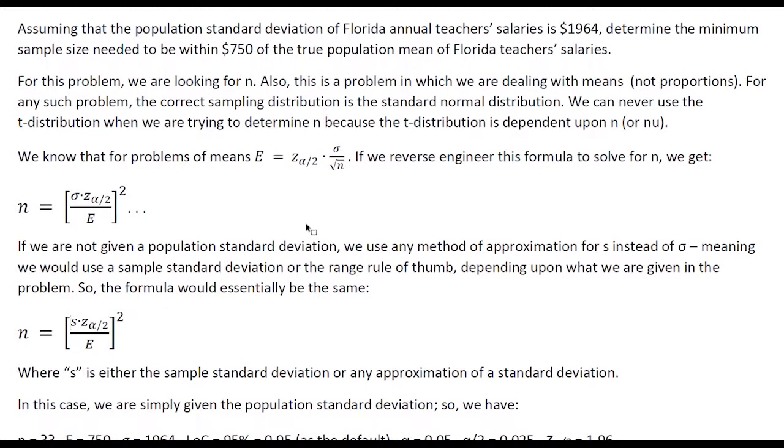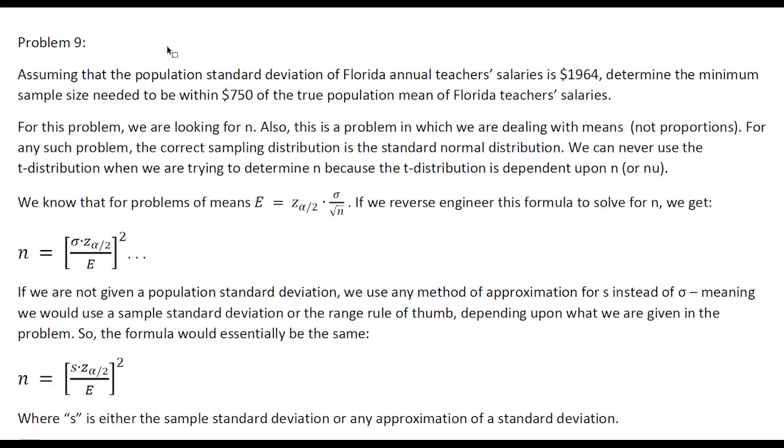But no matter what, we have to use the norm.s.inv function to do this, and not the t-distribution, because the t-distribution requires that we have a number of things already, which we don't have, and that's what we're looking for.